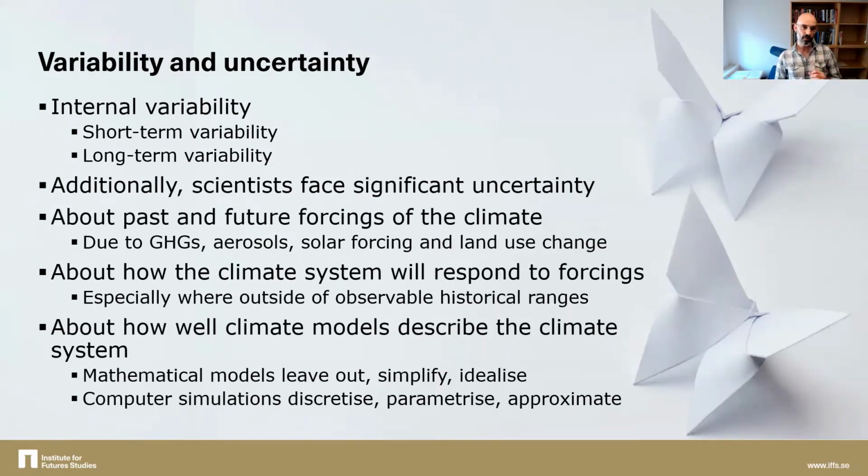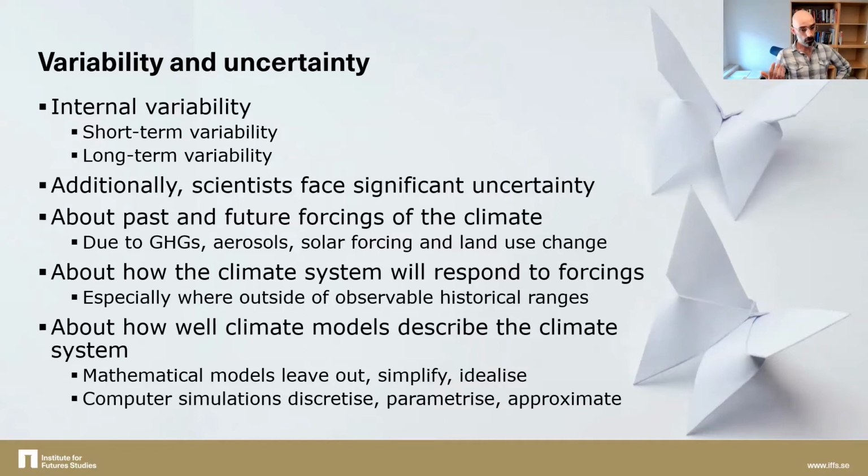So climate scientists have to distinguish the natural variability of the system from sources of uncertainty. And they face many of these. So they're uncertain about past and future forcings of the climate, where forcings is like, in this case, the stuff that we're doing, putting in greenhouse gases, aerosols, and so on. And that uncertainty is just because they don't know about the future political situation of the world and the future development of technology and so on. Secondly, they're uncertain about how the climate system will in fact respond to forcings.